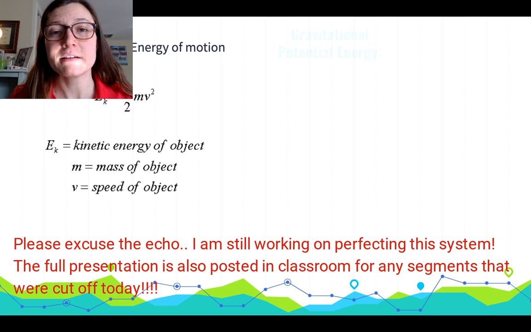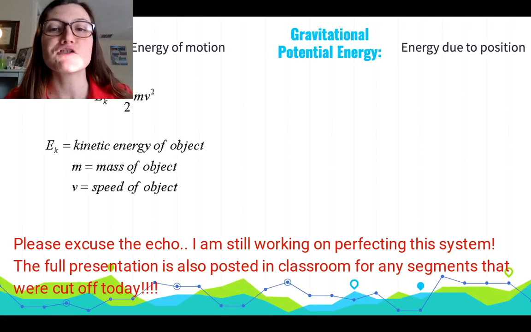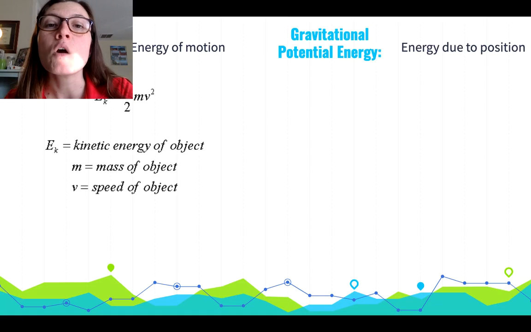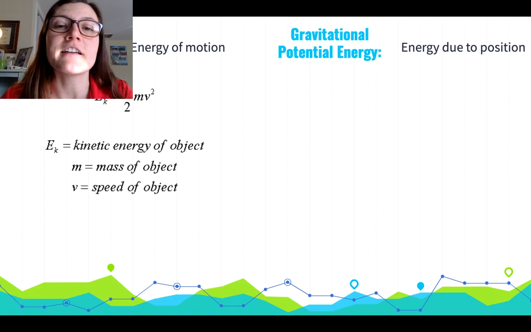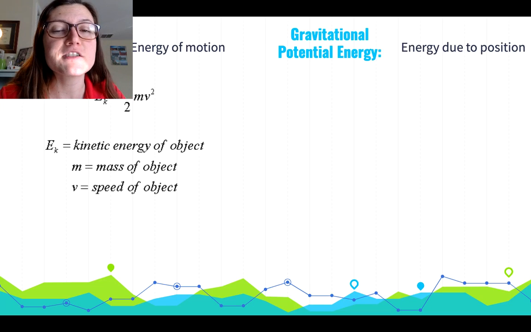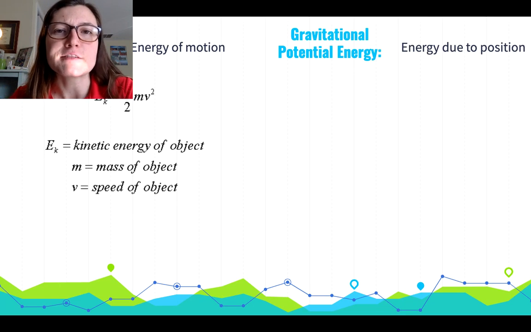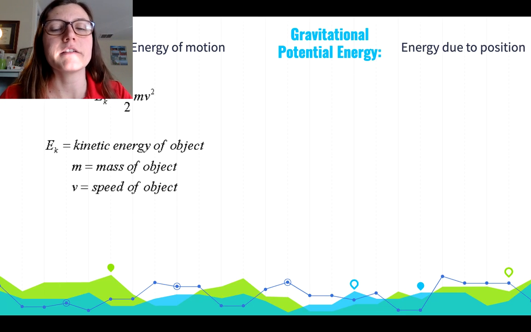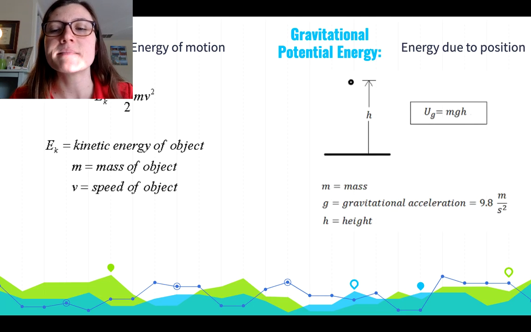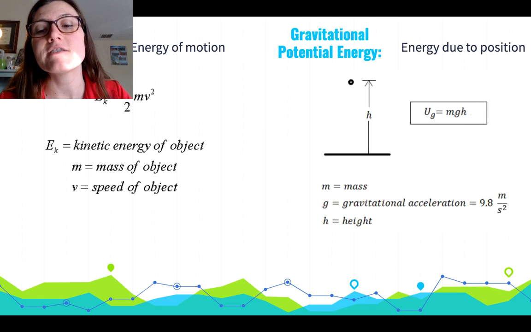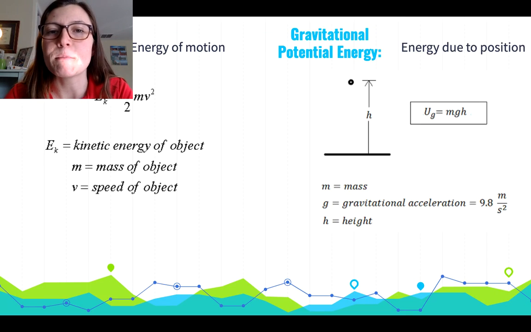The other type of energy that we talked about in this unit was gravitational potential energy, which is due to an object's position, usually relative to the ground, but by some reference point. The equation for that we know is mass times the gravitational constant, which is 9.8 meters per second squared, times its height above some reference point.